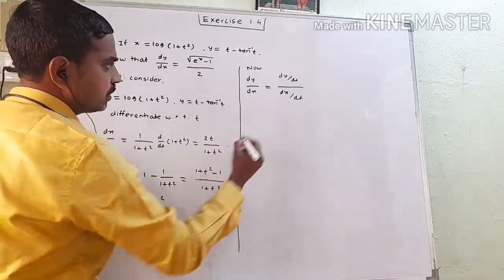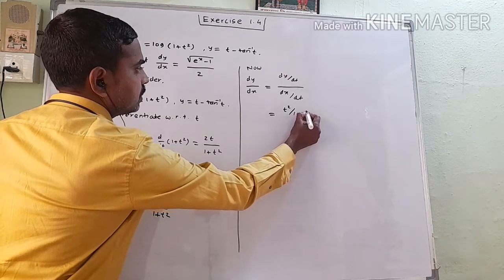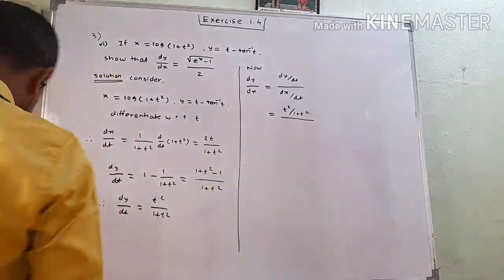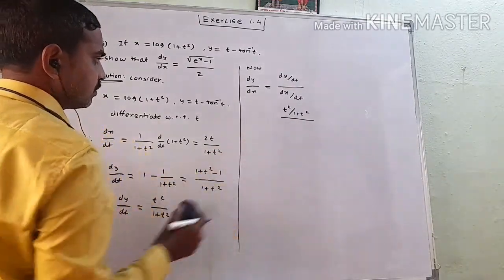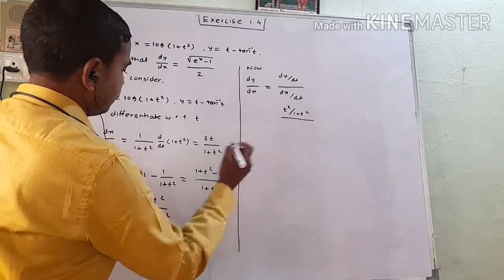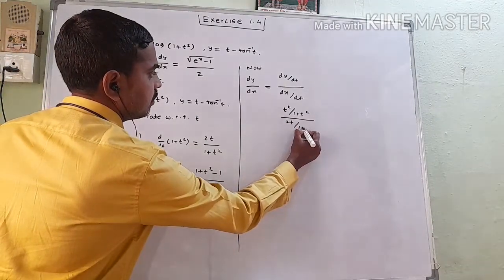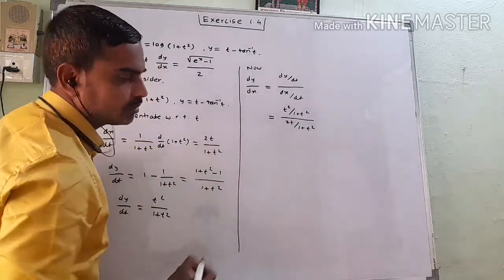Now we will substitute these two values. The derivative of y with respect to t is t square divided by 1 plus t square, divided by dx by dt, that is twice t divided by 1 plus t square.